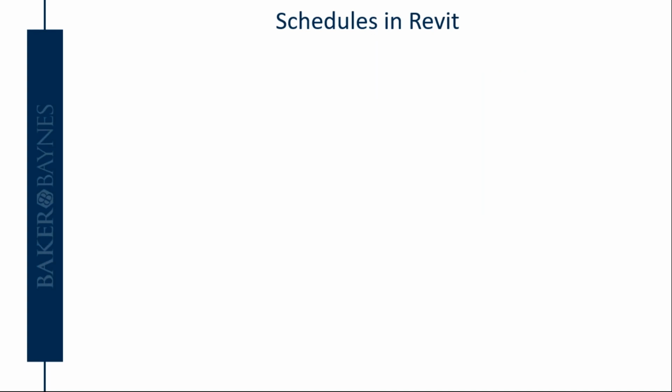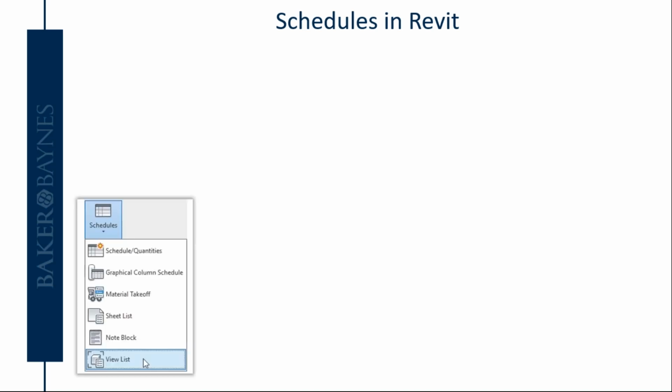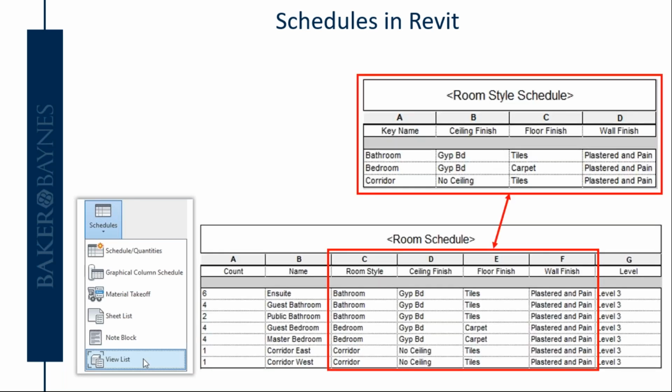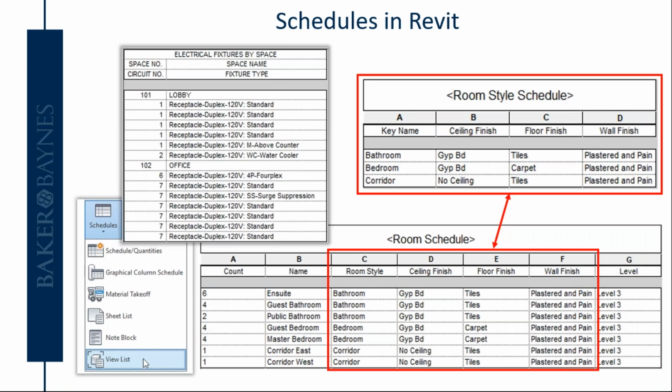And then with regards to information, I think schedules is probably one of the main things where you can collect the information in your model, and there are various types of schedules. You can use it to present nested information as well. You can use it for keynotes. You can use it to specify fixtures by space. I'm not going to go into a lot of detail on this. My next webinar will be talking about how you can use schedules in Revit to enhance the value of your model.